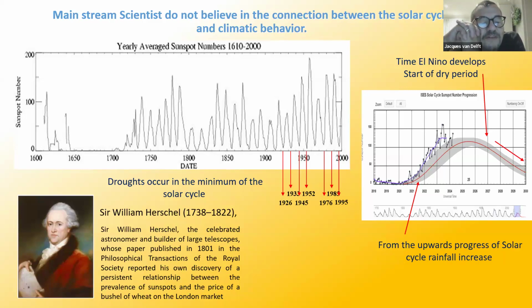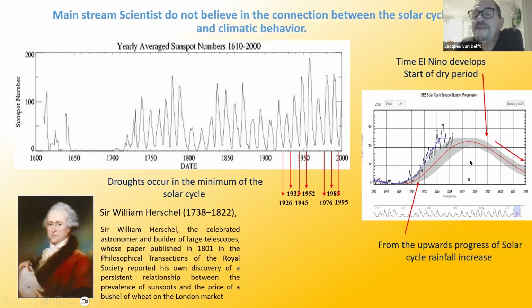So William Herschel, in the middle 1700s until early 1800s, discovered in the same way that I observed, the same connection between sunspots and climatic behavior.